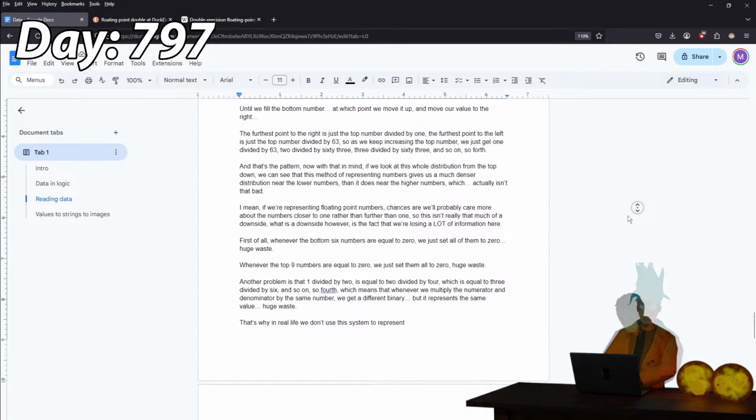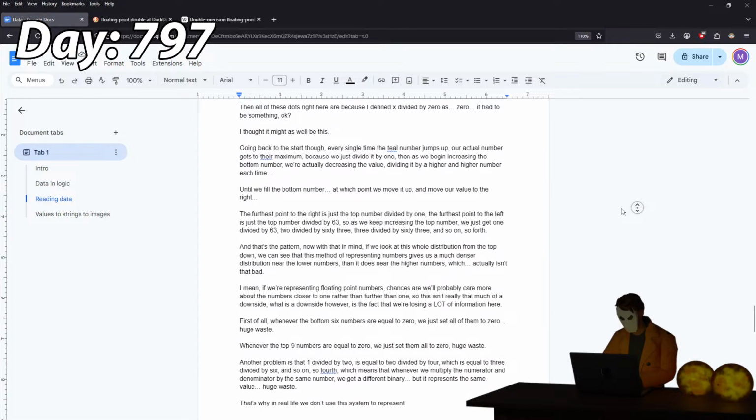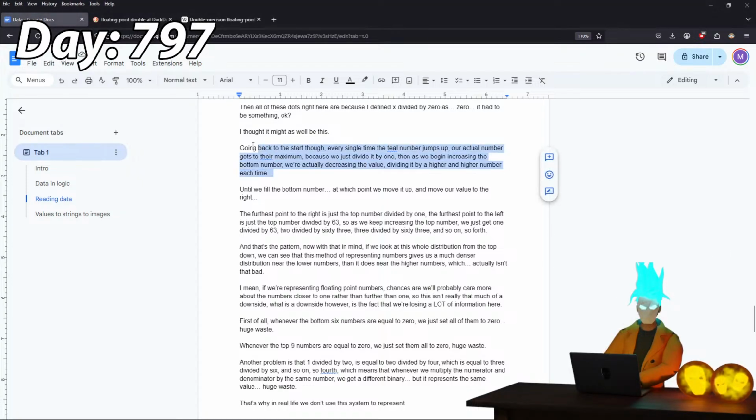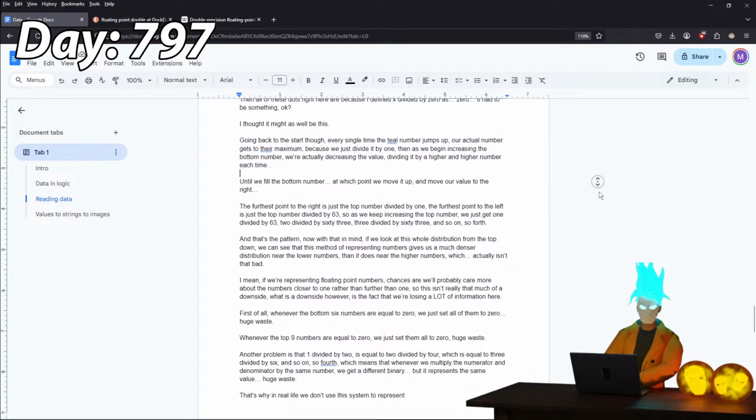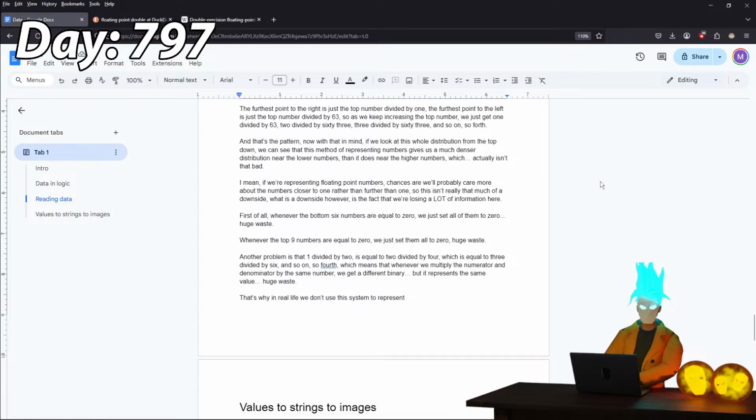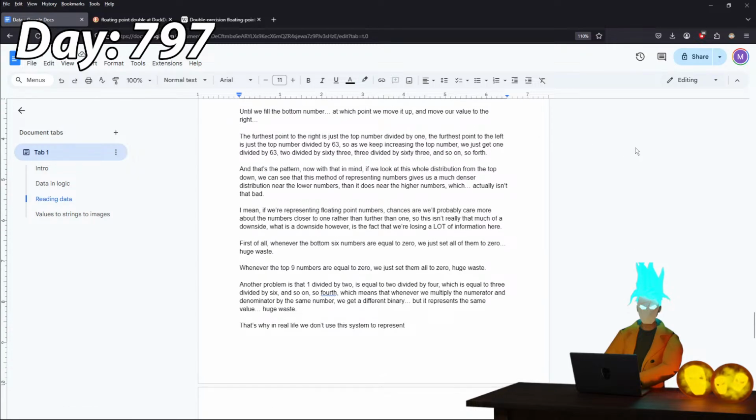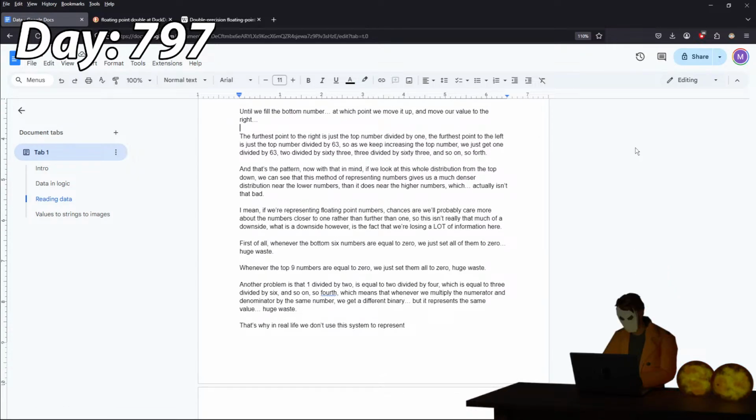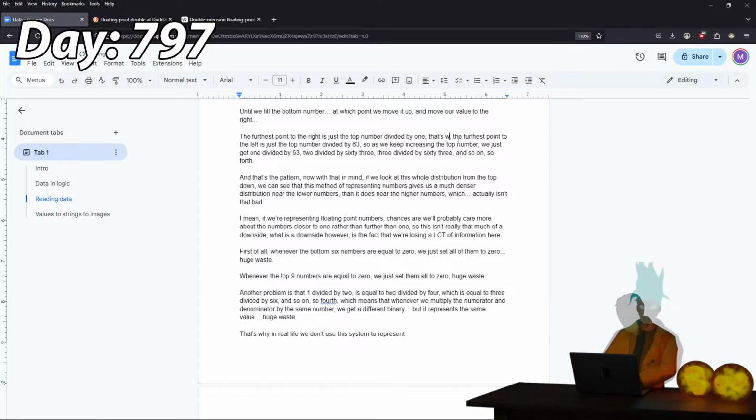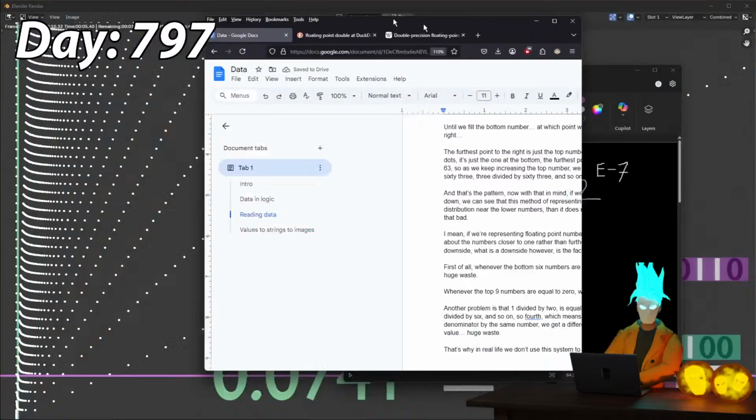Wait, where are we? Okay, so that's where we are. Until we fill the bottom number to move up and divide to the right. The furthest point to the right is the top number divided by 1. That's for each of these dots, it's just the one at the bottom. The furthest point to the left is just the top number divided by 63. Yeah, okay.